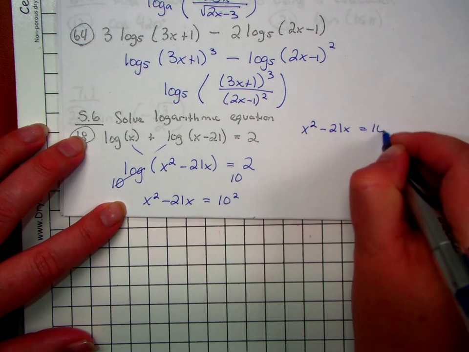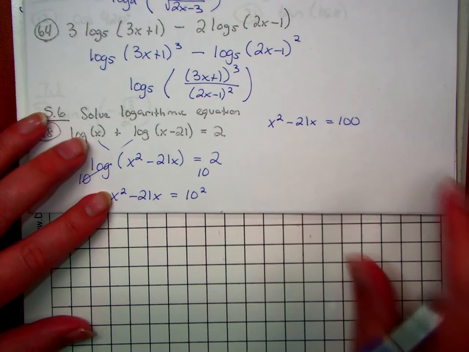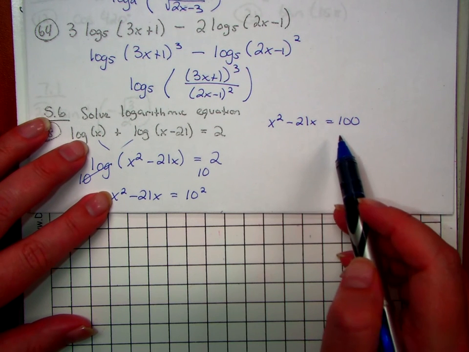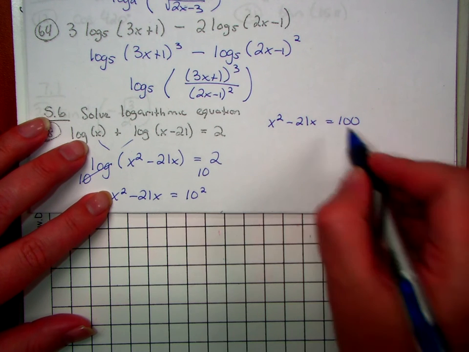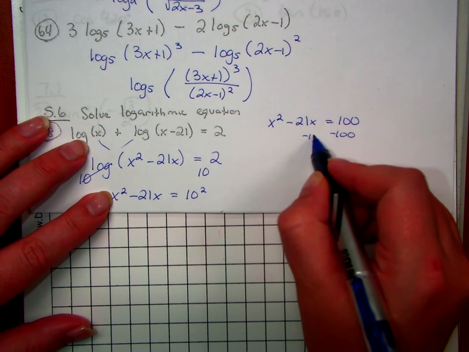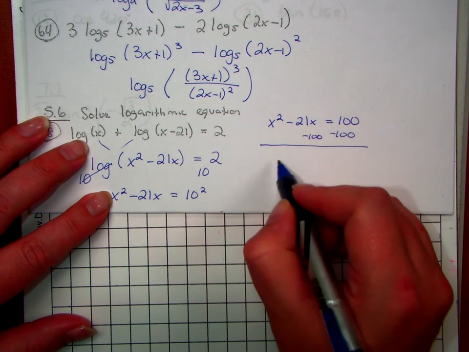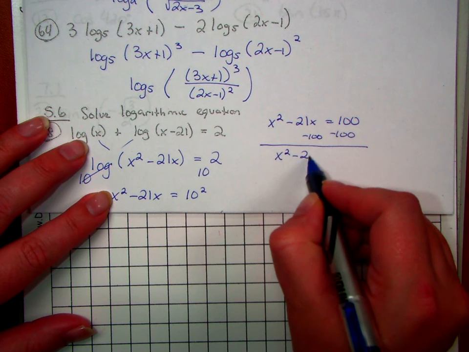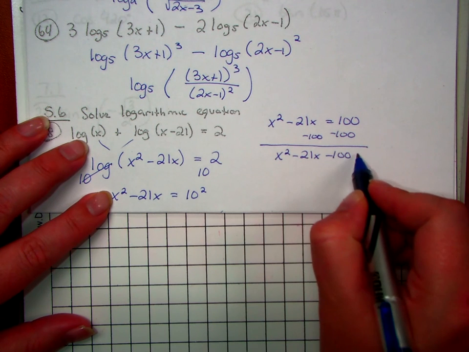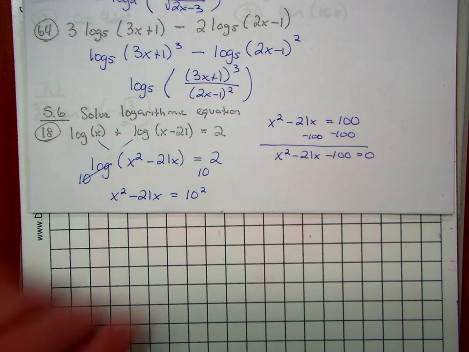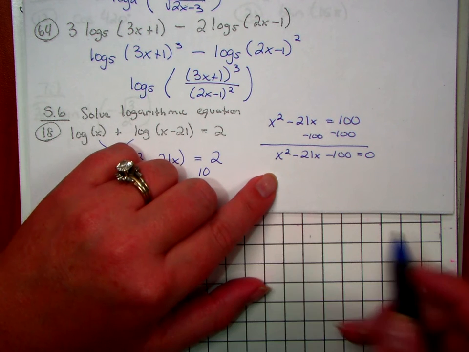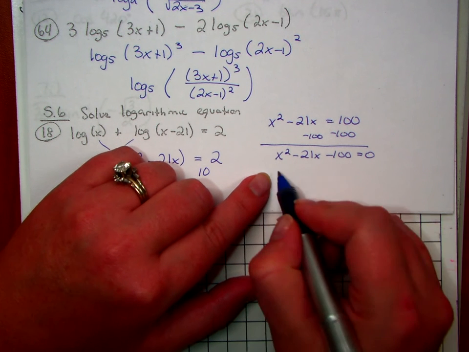Here's my quadratic that I need to solve. And the way you solve a quadratic is you set it equal to 0. Bring this 100 over first. Make sure it's set equal to 0 before you start solving. So x squared minus 21x minus 100. This should factor. If it doesn't factor, you can use the quadratic formula.